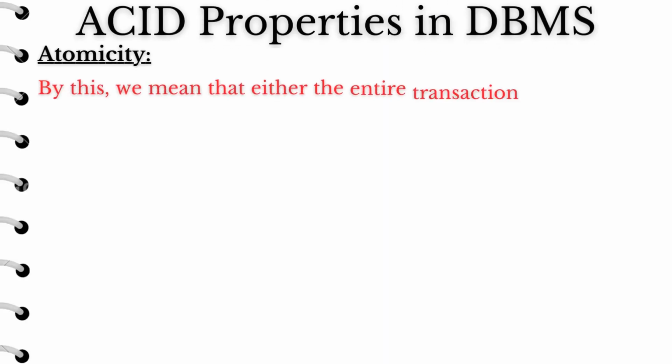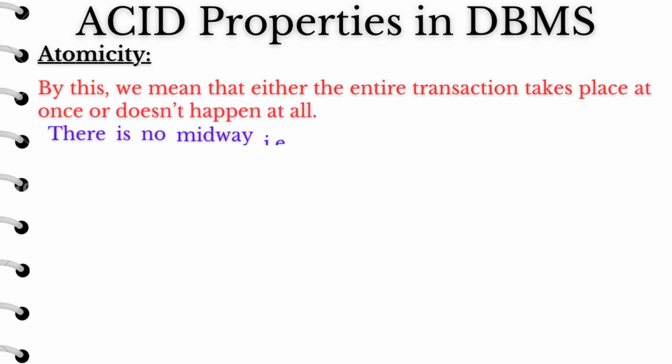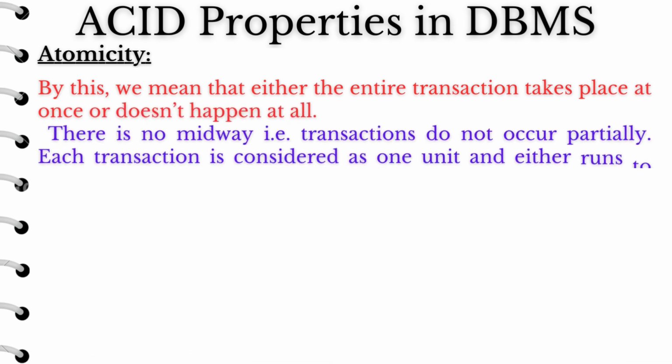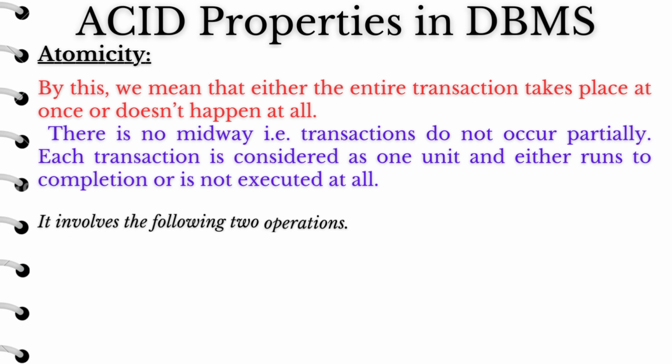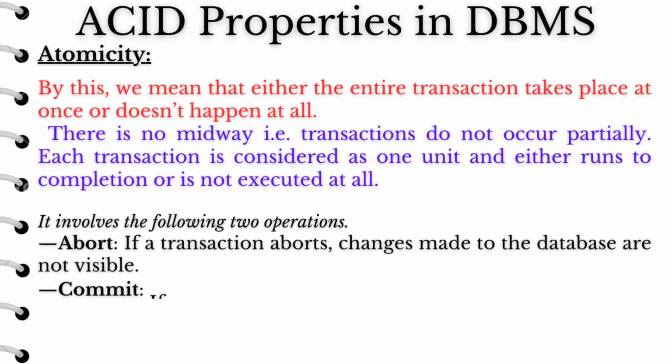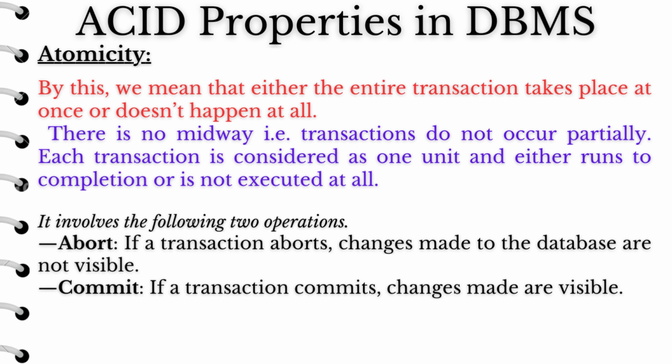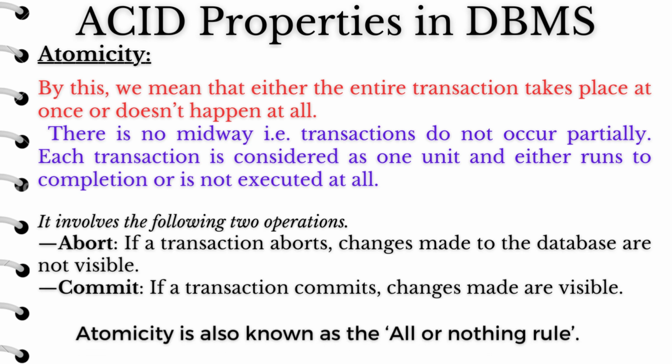Atomicity. By this, we mean that either the entire transaction takes place at once, or doesn't happen at all. There is no midway, that is, transactions do not occur partially. Each transaction is considered as one unit and either runs to completion, or is not executed at all. Two operations are involved in this. Abort: if a transaction aborts, changes made to the database are not visible. Commit: if a transaction commits, changes made are visible. Atomicity is also known as the all or nothing rule.